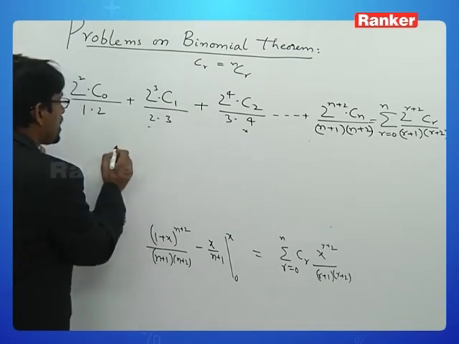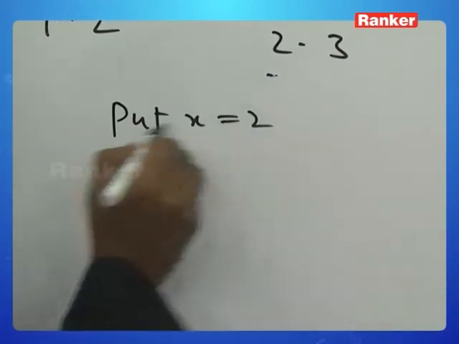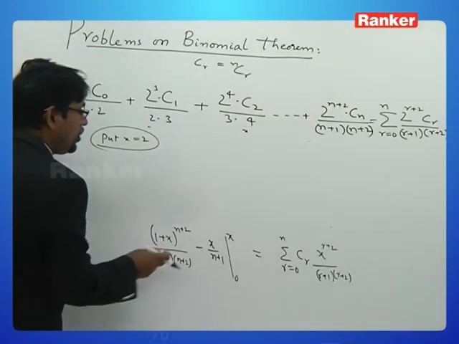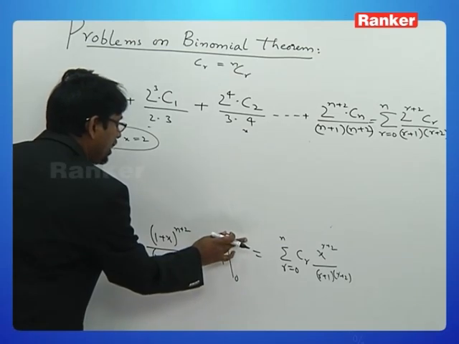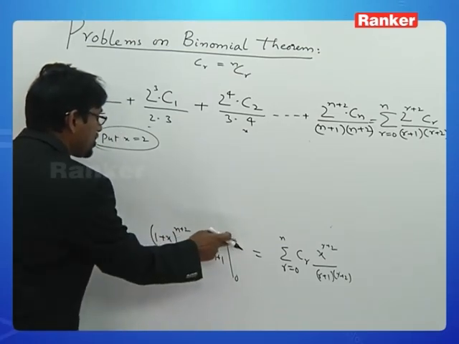Now I put x equal to 2, on both sides. Putting x equal to 2, what do you get? I replace this by 2 here.